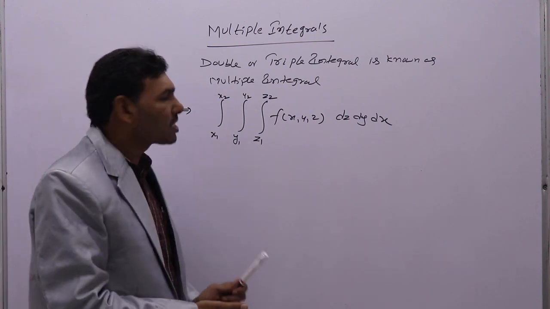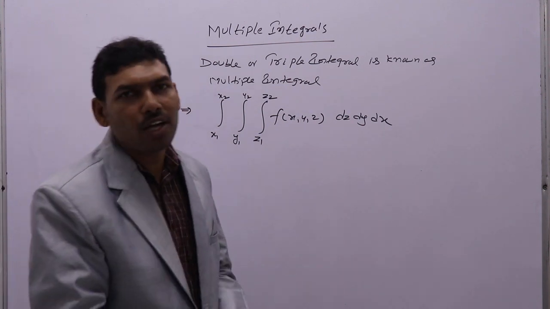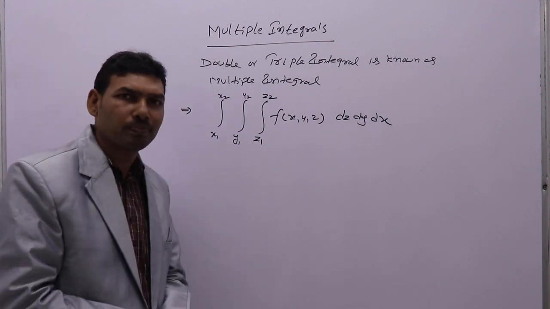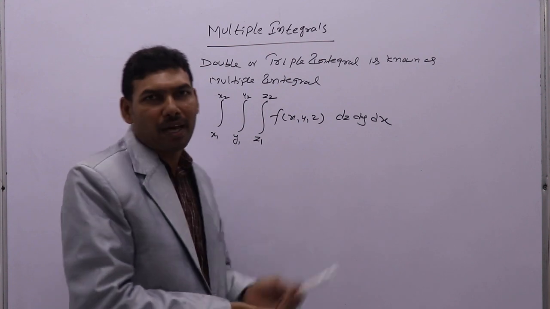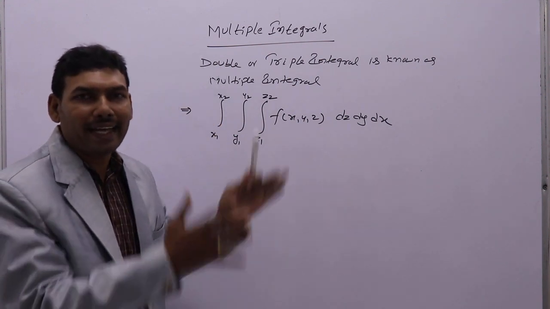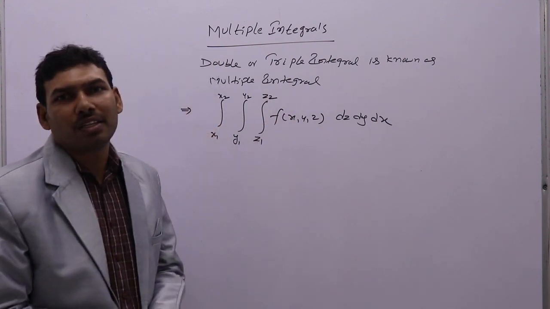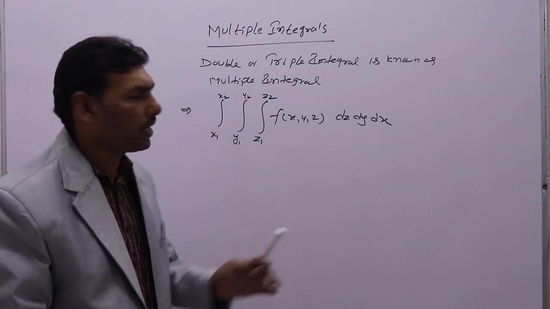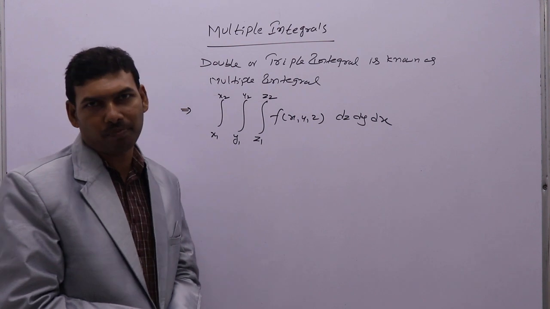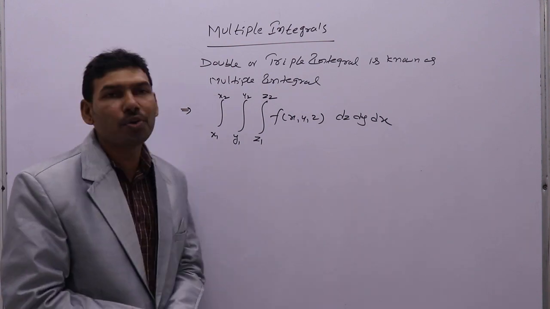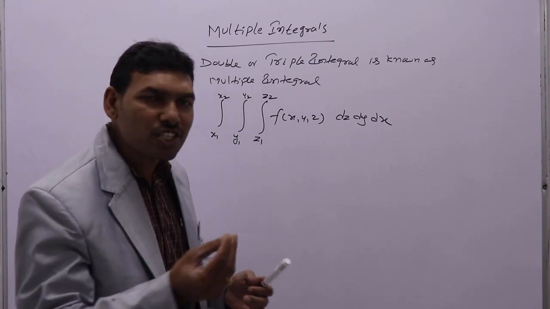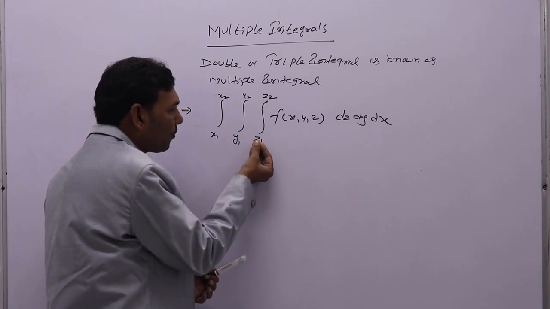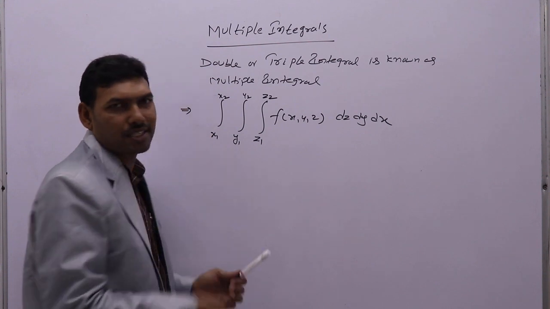Actually we use this triple integral to evaluate volumes of three-dimensional figures like a cube, a rectangular parallelepiped, a rectangular shaped box. These volumes we evaluate using the triple integral. But how to evaluate this triple integral? Before that, we need to discuss the limits of z, y and x.